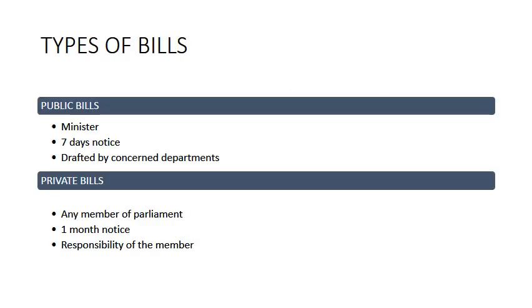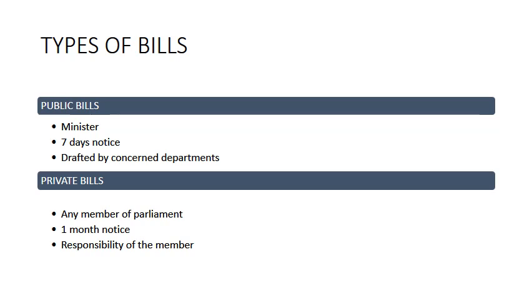The bills introduced in the Parliament are of two kinds. First one is public bill, second one is private bill. The public bill is introduced by the minister, whereas private bill is introduced by any member of the parliament. Second difference is the public bill requires 7 days notice for introduction, but private bill requires 1 month notice.